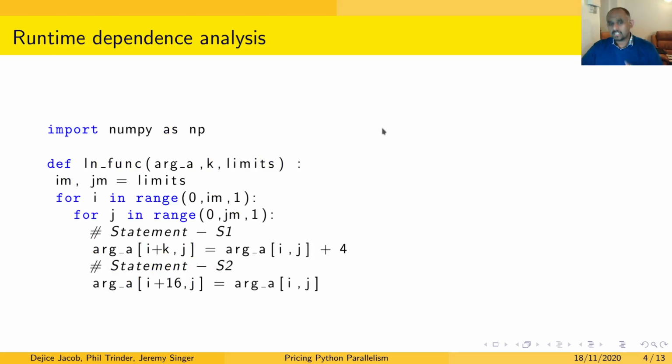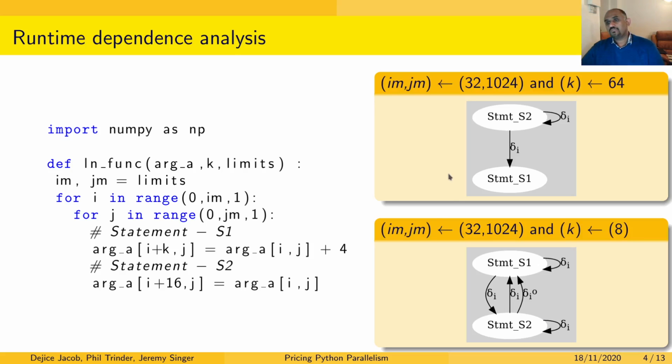Let's look at an example here. Two statements that are dominated by two nested for loops. The dependence analysis is complicated. The static analysis is complicated by the domains of the loops not being known, and this loop invariant k. So at runtime, if for instance IM and JM turn out to be 32 and 1024 and k is 64, S1 can be executed in parallel.